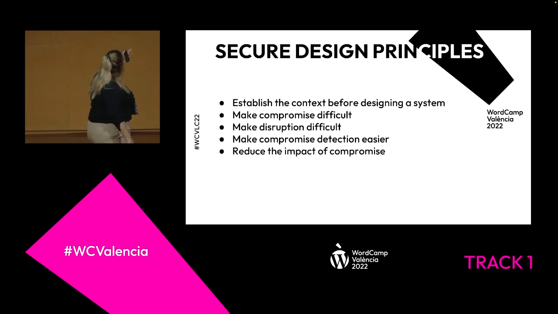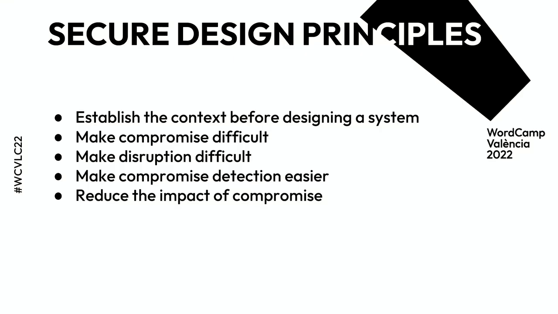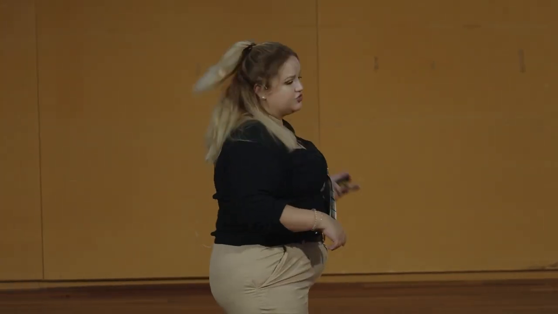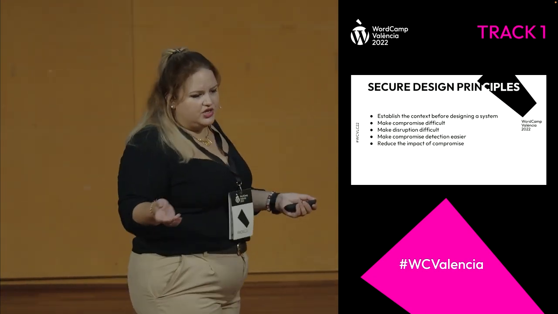To make a context before designing a system, make compromise difficult. Try not to make it easy for people to compromise your info, because you give more than expected. To make disruption difficult, try to make things not break because of a vulnerability. Try to slice your system into as many modules as you can, and so on. And make compromise detection easier.